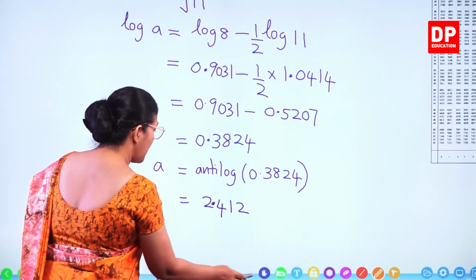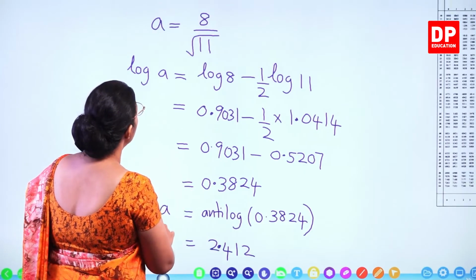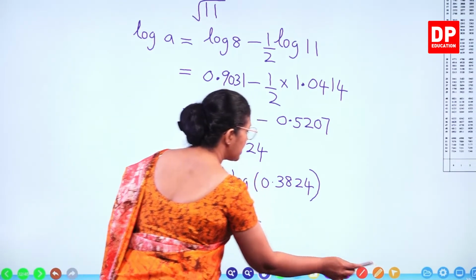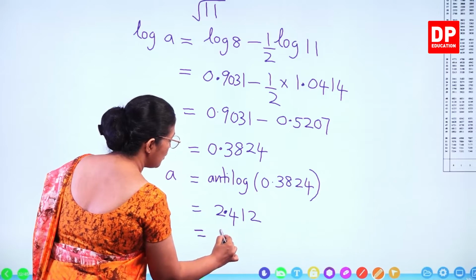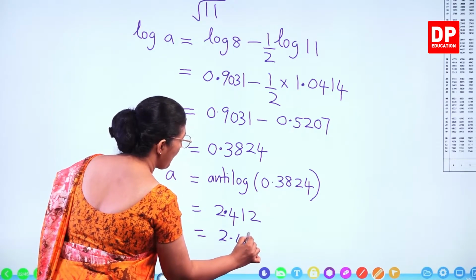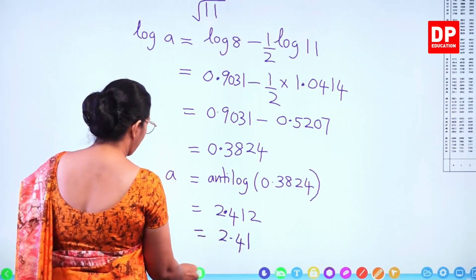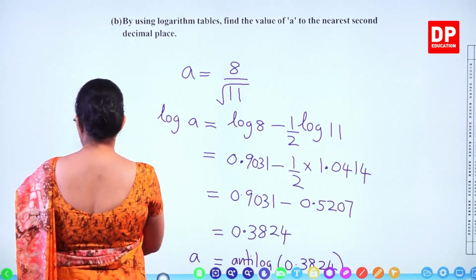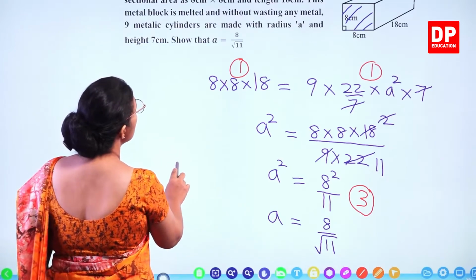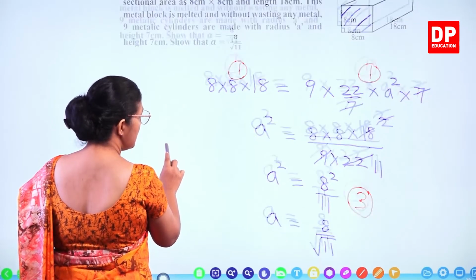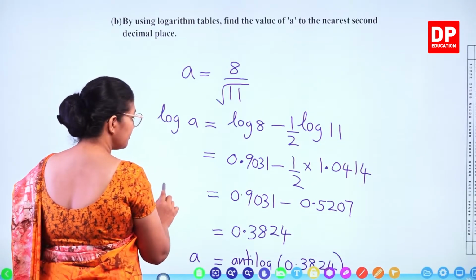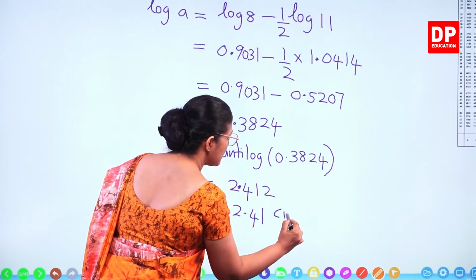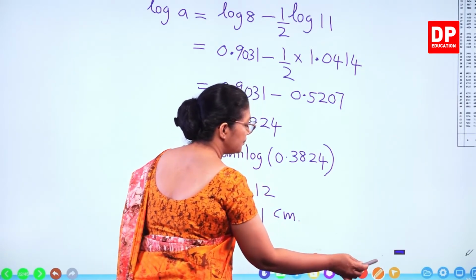2.412, but they ask the value correct to 2 decimal places. 2 decimal places, the value is 2.41. What's the unit? Let's see. Units are given. Yeah, it's centimeters. So this is in centimeters.